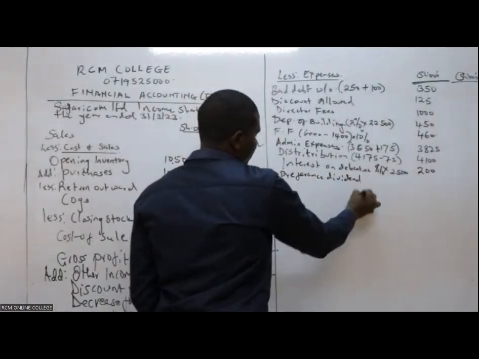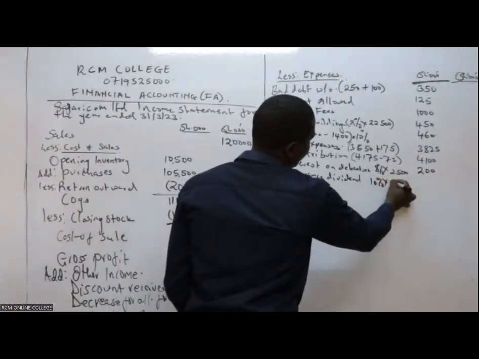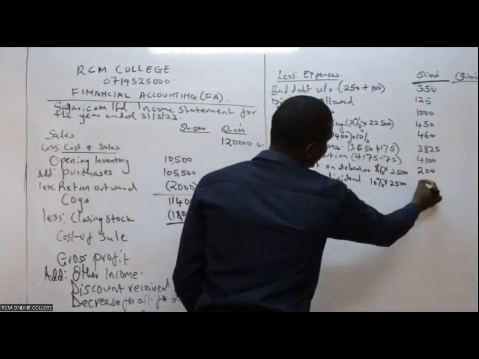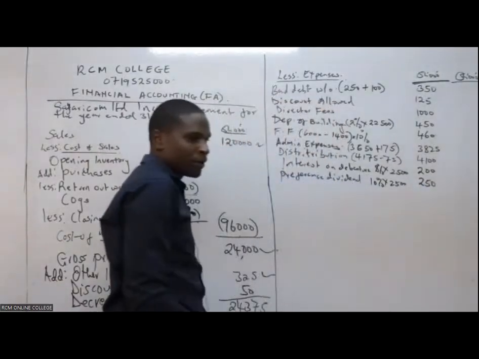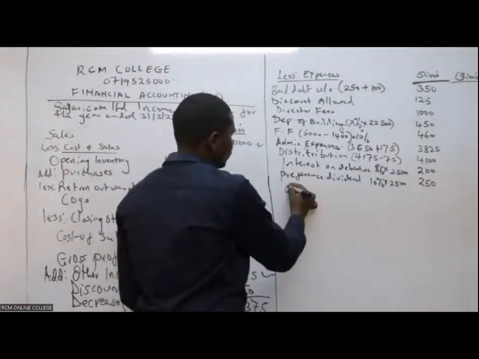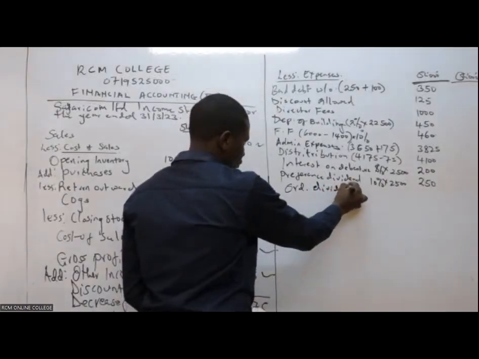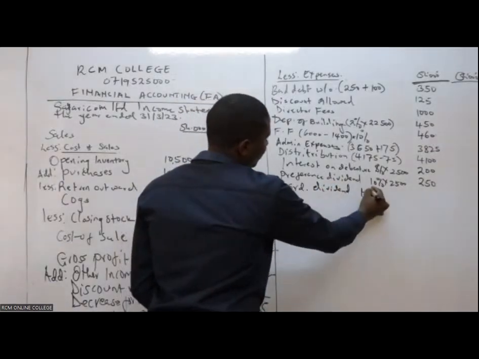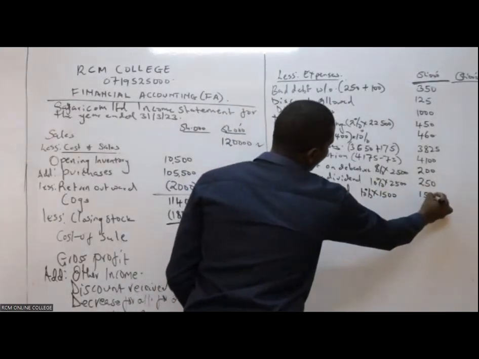Preference dividend, the rate is 10% of 2500. This one, I can see it is just 250. Then for the ordinary share, we have to check the ordinary dividend. We are told to take still 10% of the shares, 1500, which will be 150.